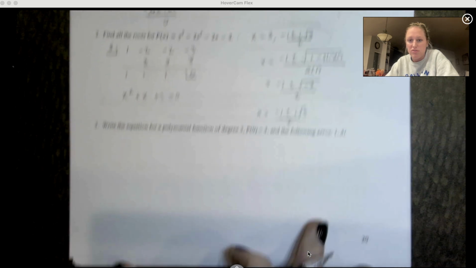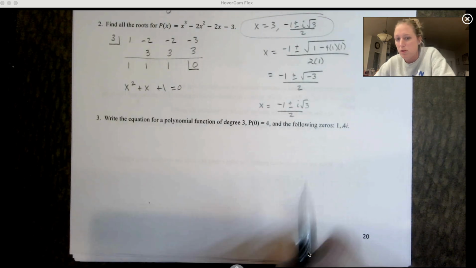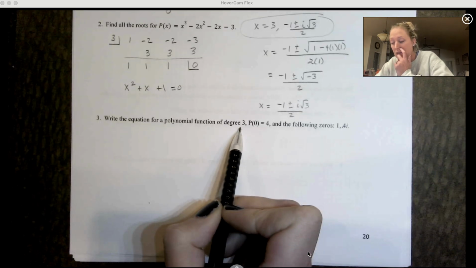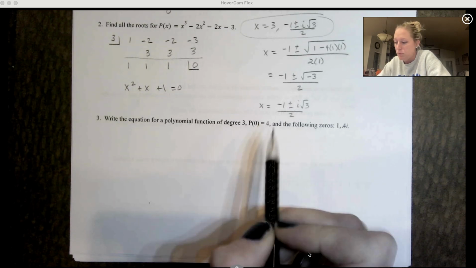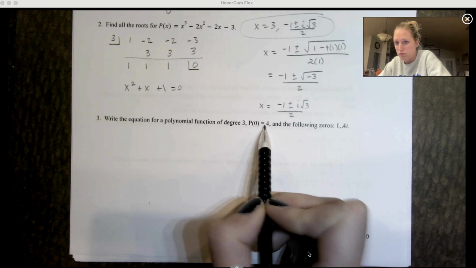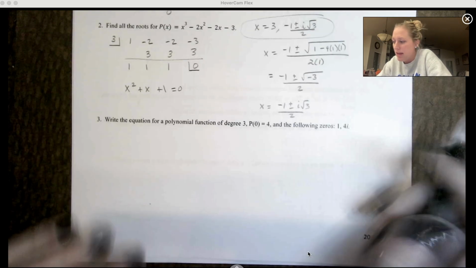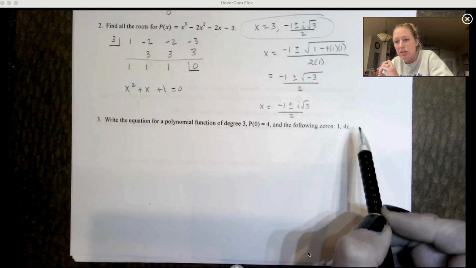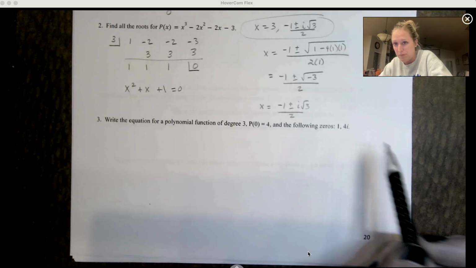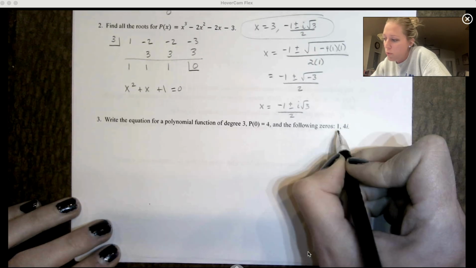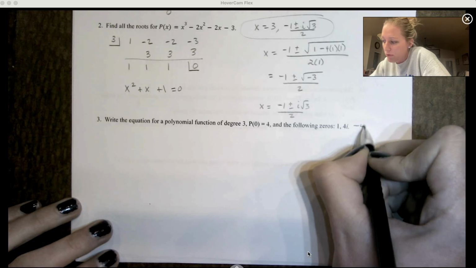Okay, this one has asked me to write the equation for a polynomial function that has a degree of 3, and they're giving me a specific point. When x is 0, the output is 4. And we're given these zeros. Remember, anytime you have a complex zero, its conjugate is the other zero that makes it up. So my zeros are actually 1, 4i, and negative 4i.